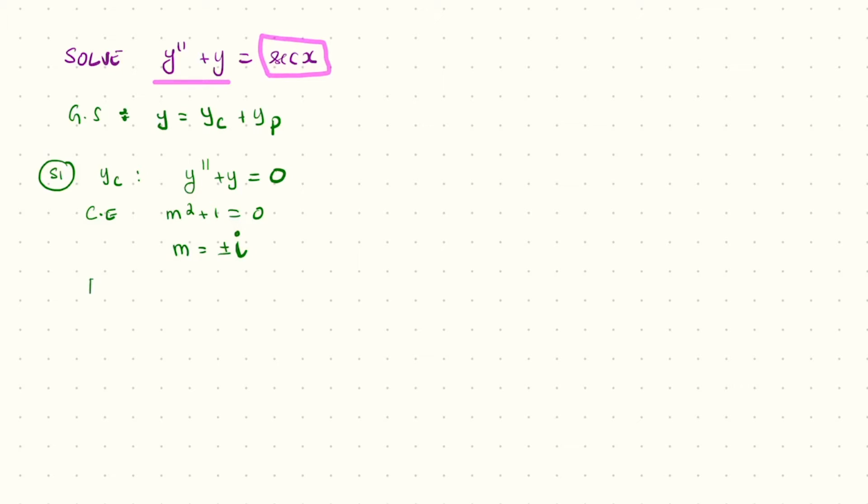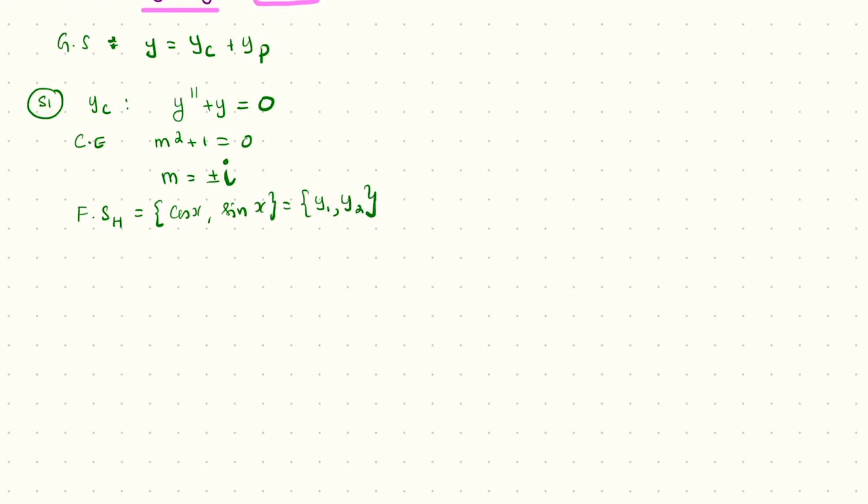And so therefore your fundamental set of solutions for the homogeneous case is going to be cosine x and sine x. So you got your y1 and y2. That's your y1 and y2 right there, right? Now let's see how we find the yp. By the way, let me rewrite while I'm here. Let me write down the yc. Yc is going to be c1 times cosine x plus c2 times sine x, right? Now how do you find the yp? That's our step 2, right? How do you find the yp?